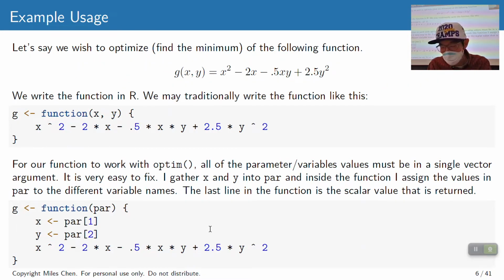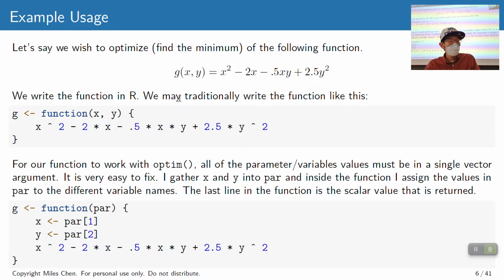Okay, so let's try an example of a function that we want to optimize. Let's say we want to optimize this 2-dimensional function, x squared minus 2x minus 0.5xy plus 2.5y squared. Here I'm going to write a function called g, and it takes in x and y. We would just write it this way: x squared minus 2 times x minus 0.5 times x times y plus 2.5 times y squared. I think we're all very comfortable going from here to here.